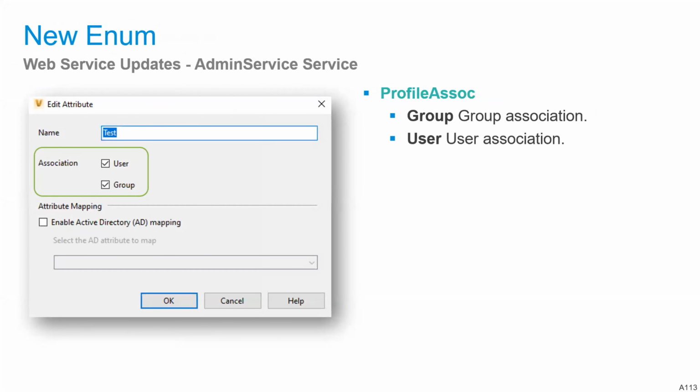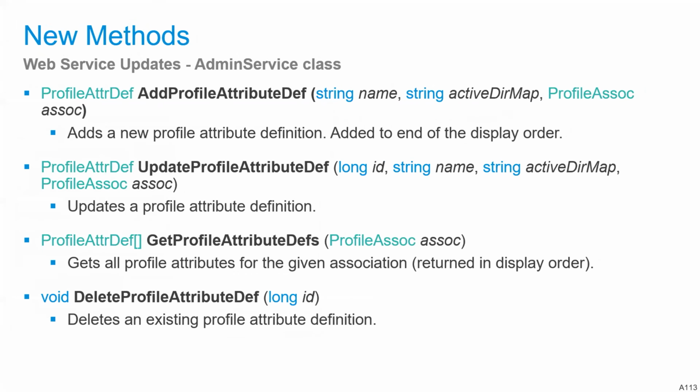The next slide tells us about the type of entity the profile attribute definition is associated with. It is a flagged enum. So if you need to associate a profile attribute definition with user and group, you need to combine enum values using OR operation. Here we can see methods provided for servicing profile attribute definitions, and they are add profile attribute definition, update profile attribute definition, get profile attribute definitions, and delete profile attribute definition.